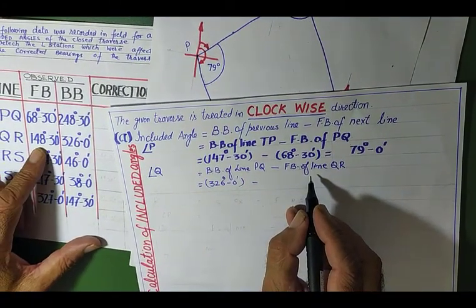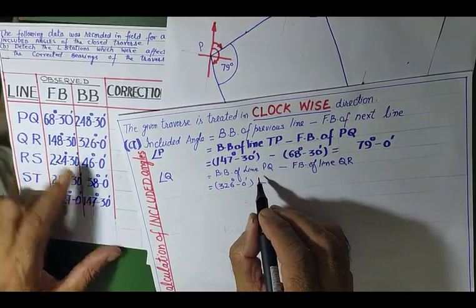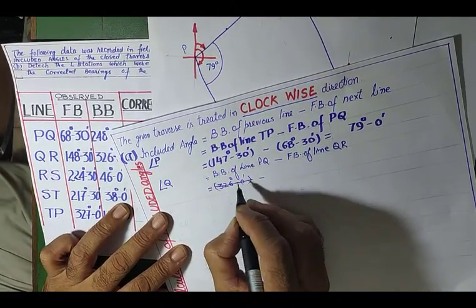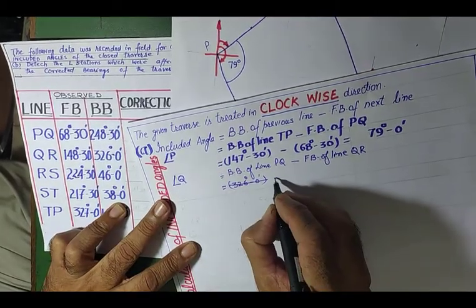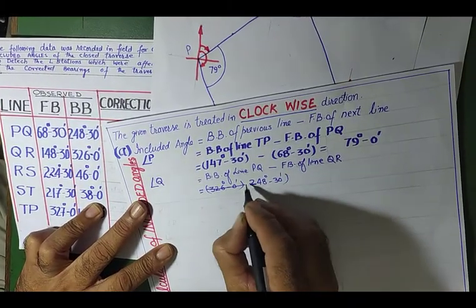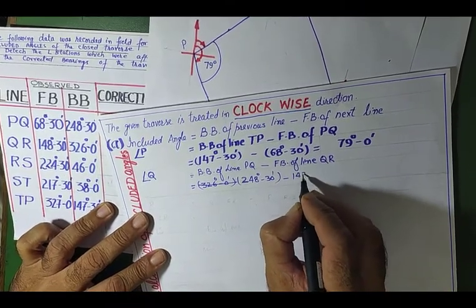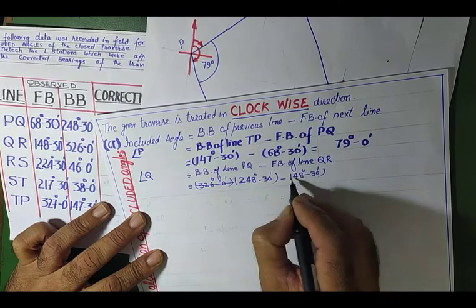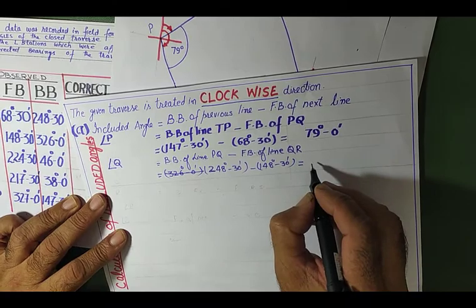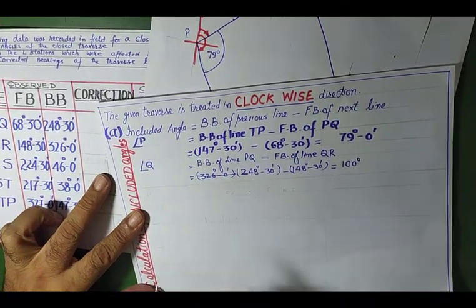This is the back bearing of line PQ. Sorry, it is 248 degrees 30 minutes. So you will write over here: the back bearing of line PQ is given as 248 degrees 30 minutes, minus the forebearing of QR, 148 degrees 30 minutes. So this comes to be 100 degrees. Yes, this comes to be 100 degrees. This is the angle Q.